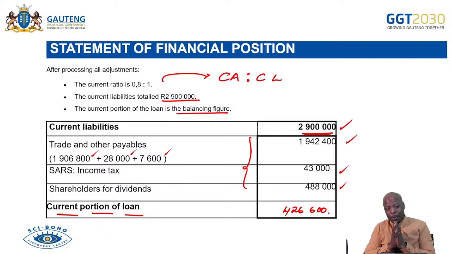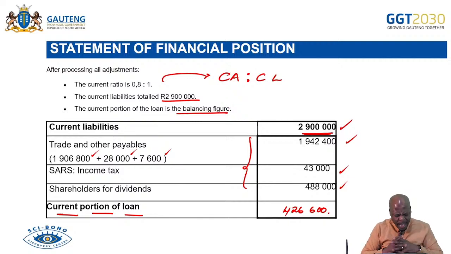The current portion of loan is that portion of the loan which is a non-current liability, which is going to be paid within the next 12 months. Remember, your non-current liabilities are liabilities that will be paid for a longer period, that is 12 months and more. And any portion of that non-current liability which will be paid within the short term becomes the short-term loan, current portion of loan. So we now know that of the entire loan amount, a part of it is going to be paid within the next 12 months, and that part is 426,600.